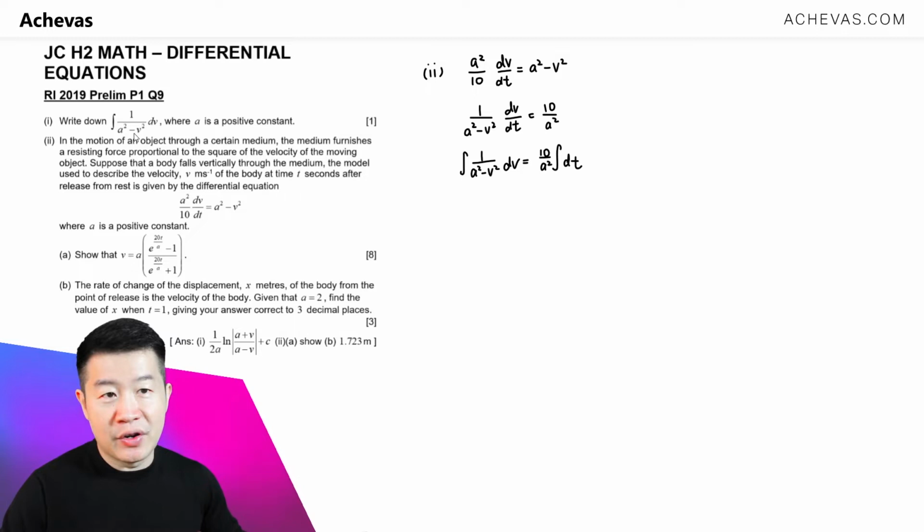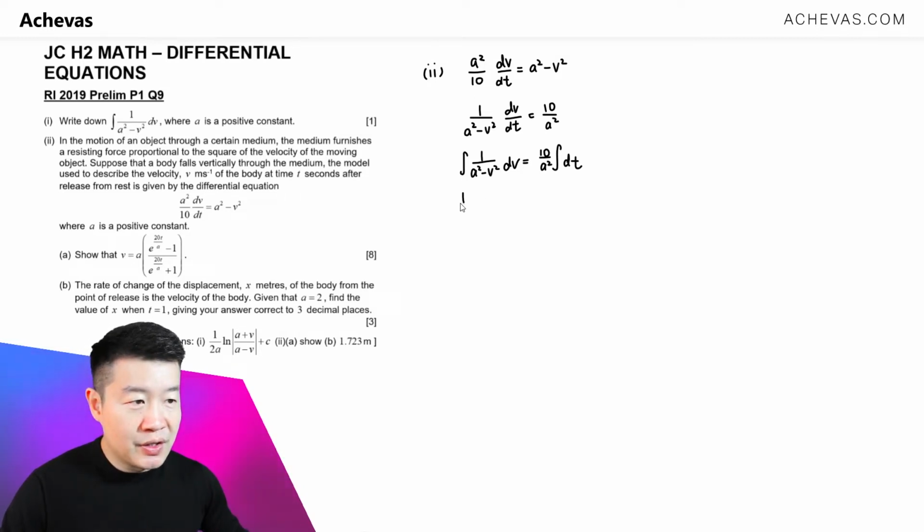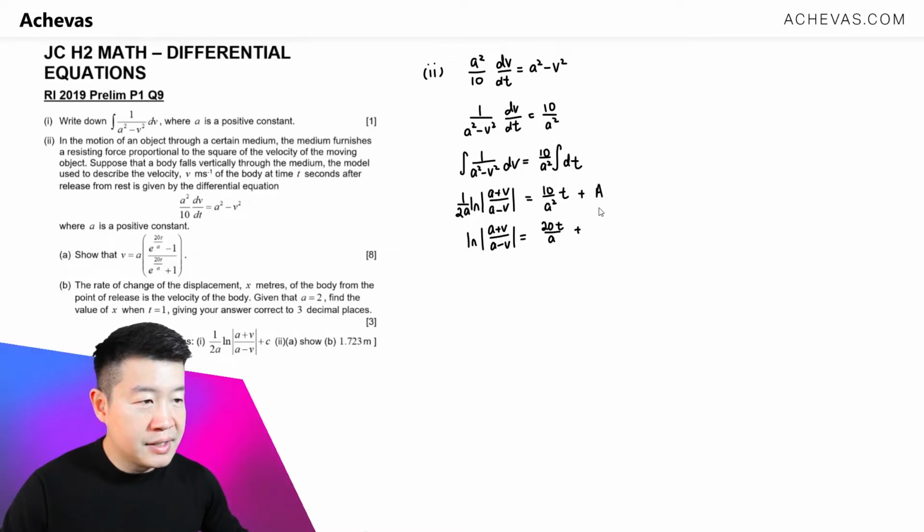So integrating this, we have actually done that in the first part of the question. So it is going to be 1 over 2a ln of the modulus of a plus v over a minus v. This is equal to 10 over a squared t, then plus an arbitrary constant, I'm going to go for an uppercase A. I'm going to move this over to the right hand side. So we have a ln modulus of a plus v divided by a minus v. This is equal to 20t over a, then plus, this is going to be 2aA.